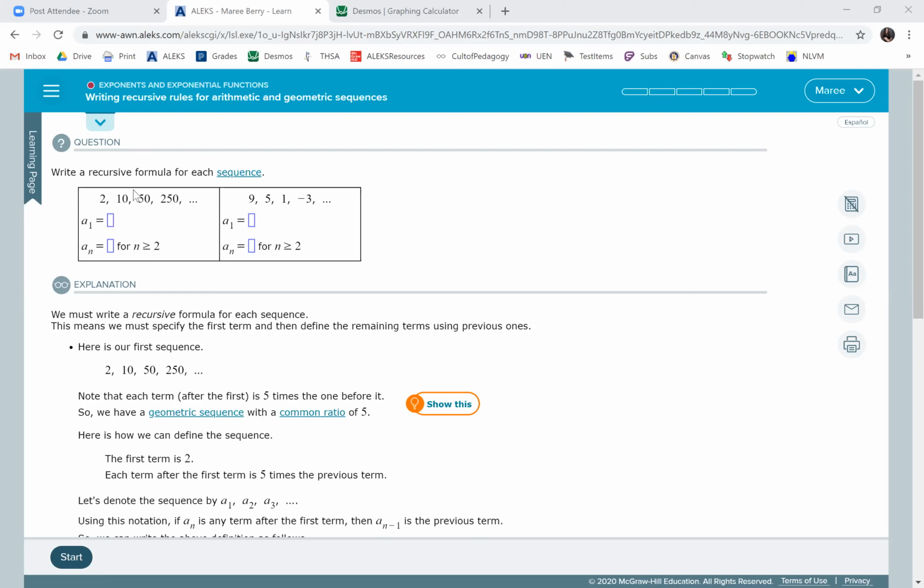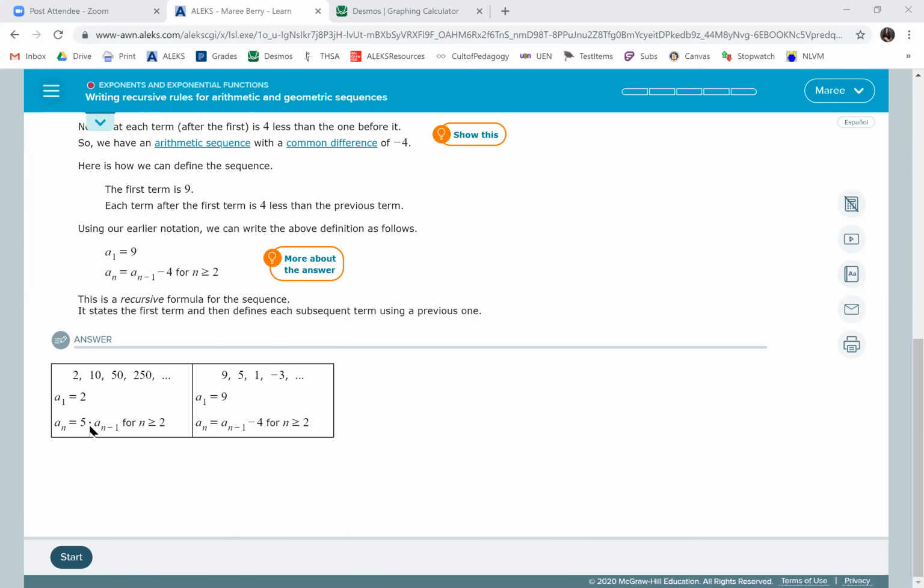For this one, you're always going to take the term before, a sub n minus 1, and you are timesing by 5. So you take 5 times a sub n minus 1. This one, we are always subtracting 4. So you take a sub n minus 1 and then minus 4. So that's what they do here. You do 5 times the term you have, so you can get the next term. And this one you're going to subtract 4 to get the next term.